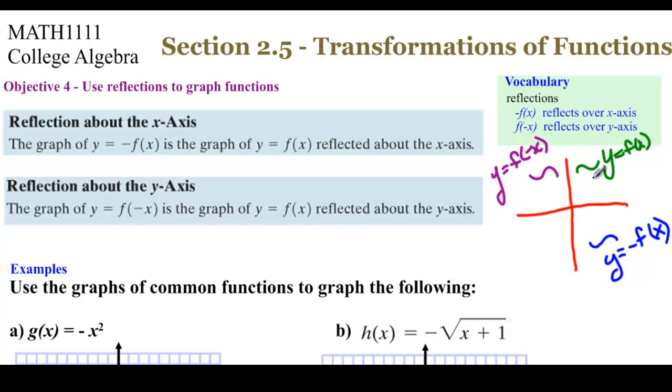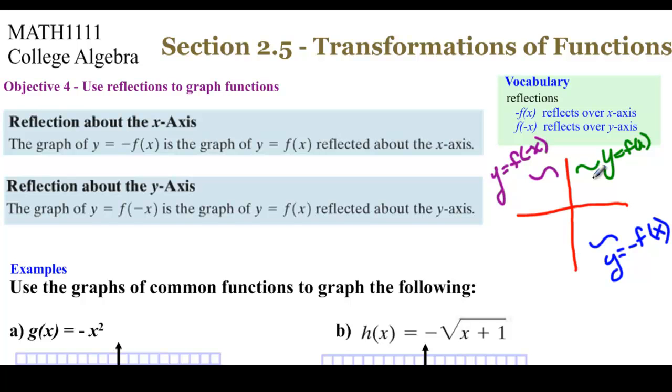Now, we aren't going to have to think as much about reflecting as we are flipping, because our three main graphs all have a point at the origin. So flipping and reflecting are essentially the same thing. However, if you're not dealing with one of our three main functions, then you will need to know that you're going to be reflecting over the x-axis or the y-axis, or reflecting it up, down, or reflecting it left, right.